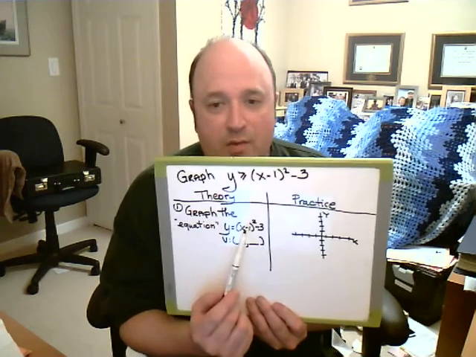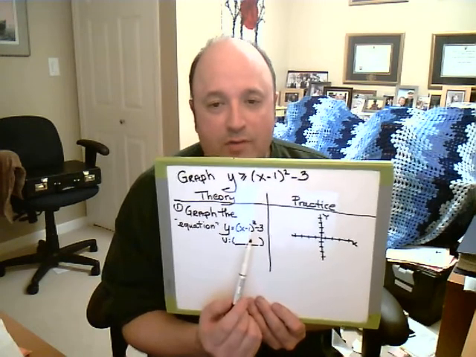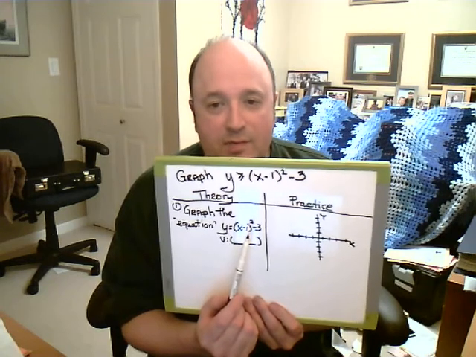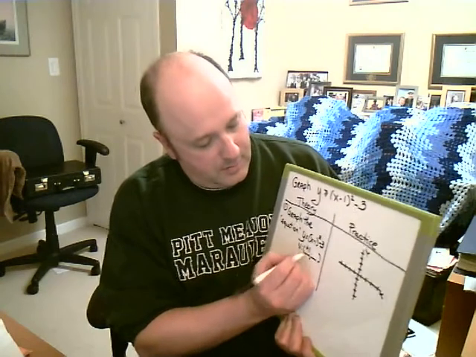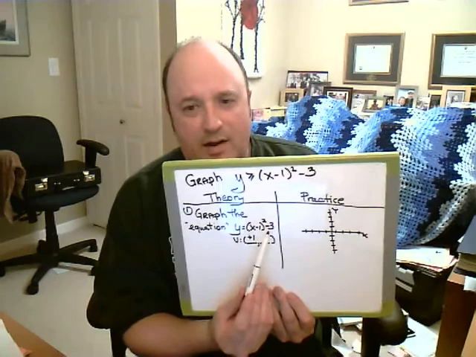So we start off with the equation, and we know that this is a parabola. It's got that x squared in it. So we can find the vertex. You remember how to do that? It's the opposite of that number, so plus 1, and then the same as that number over there.